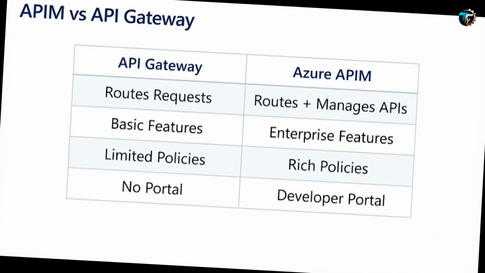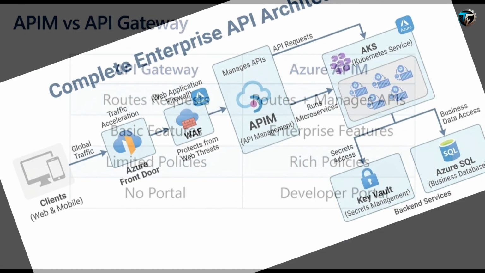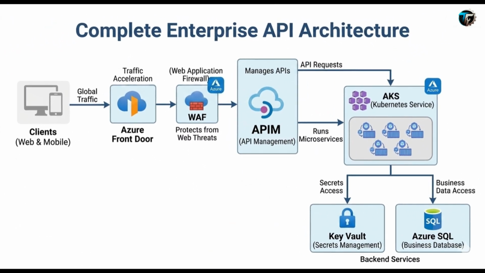An API gateway focuses mainly on routing. Azure API Management goes much further, adding security, monitoring, analytics, documentation, versioning, and developer experience. This is a modern enterprise architecture. Front Door accelerates global traffic. WAF protects web applications. APIM manages APIs. AKS runs microservices. Key Vault stores secrets. Azure SQL stores business data.